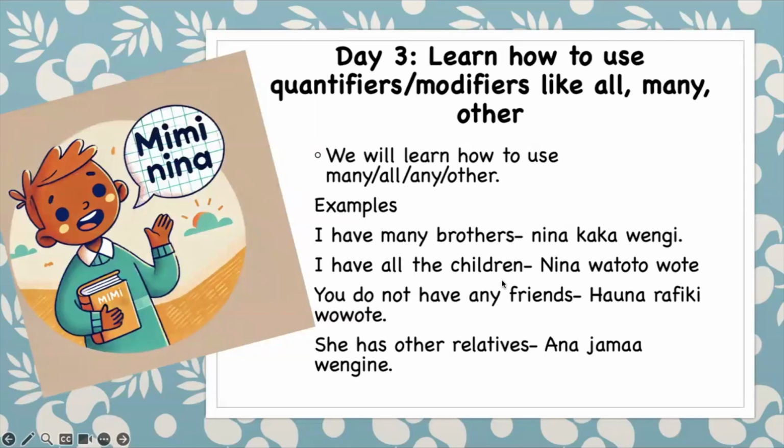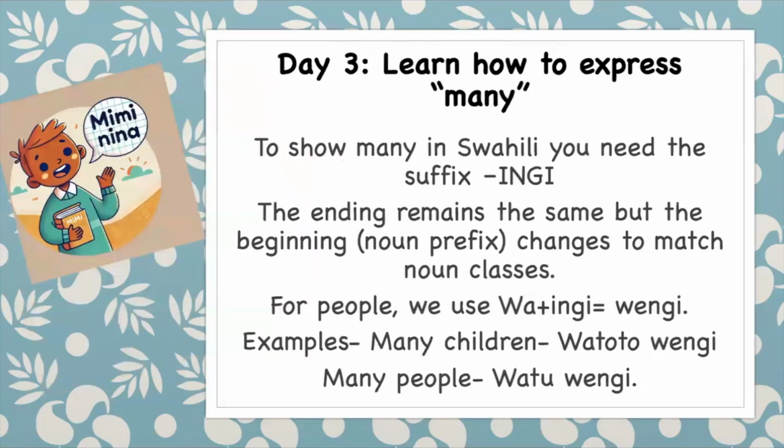I have all the children. Nina watoto wote. So we have all. You do not have any friends. Hauna rafiki wowote. She has other relatives, ana jamaa wengine. So those are some of the things that we're going to be talking a little bit more about, so that you know how to organically use them in your conversation.